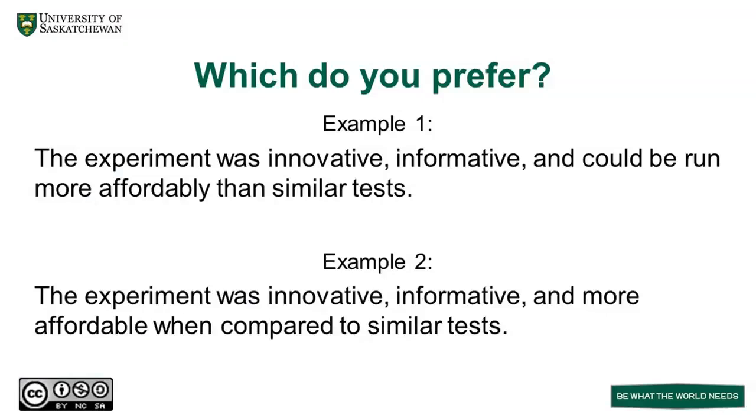Which of these do you prefer? So example one reads as follows. The experiment was innovative, informative, and could be run more affordably than similar tests. Example two, the experiment was innovative, informative, and more affordable when compared to similar tests. What's your initial thought? Which one do you like more? Example one or example two?